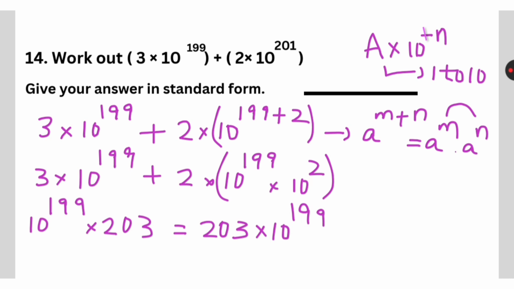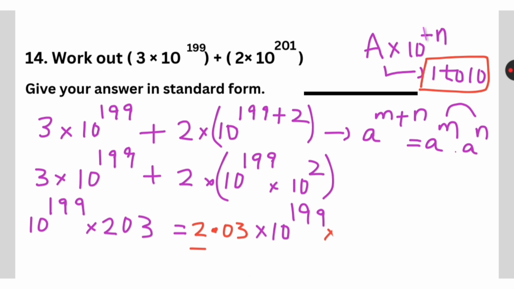But see, it is in the form of a times 10 raised to the power of something, but a should be in between 1 to 10, and here it is not in between 1 and 10. It is more than 10. So that's why we have to convert this 203 into a number in between 1 to 10. So we have to multiply and divide by 100. 203 divided by 100 gives 2.03, and this 2.03 lies in between 1 to 10.